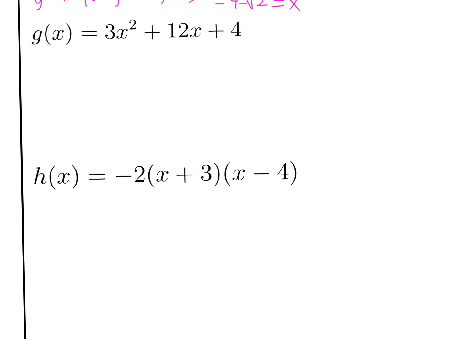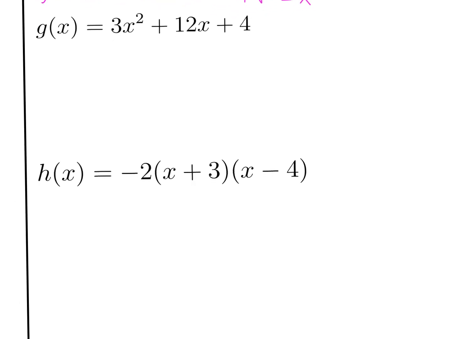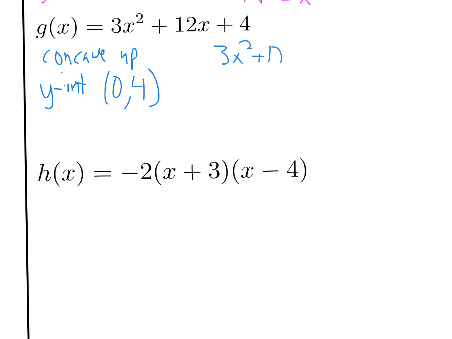Next one. That's going to be concave up. I'll do some blue. Concave up. I got 3x squared. The y-intercept is easy. If I plug in 0 for x, that takes care of the first two pieces, because those are both 0, so it's 0, 4. Let's go ahead and find the roots. 3x squared plus 12x plus 4 equals 0.